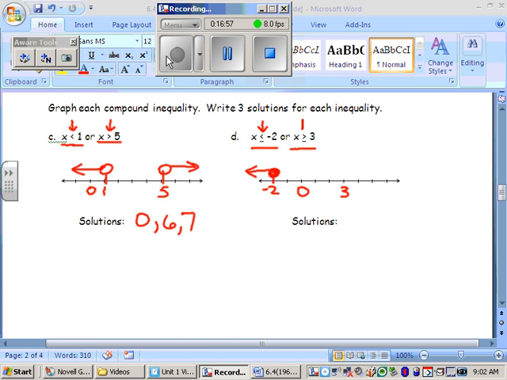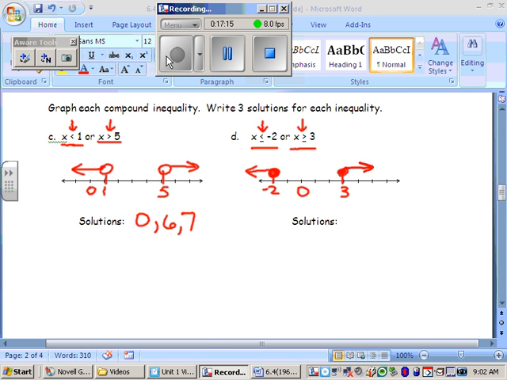For the second inequality, there's also a line under the greater than symbol, telling us that 3 is included as a solution. So let's point our arrow to the right because we have a greater than symbol, pointing to all of the numbers greater than 3.